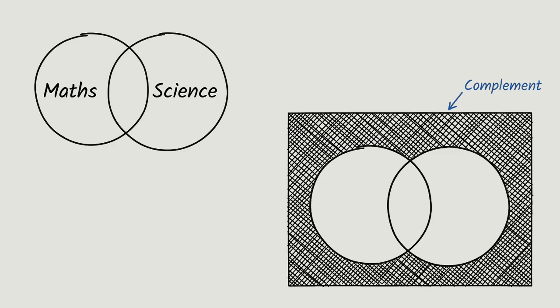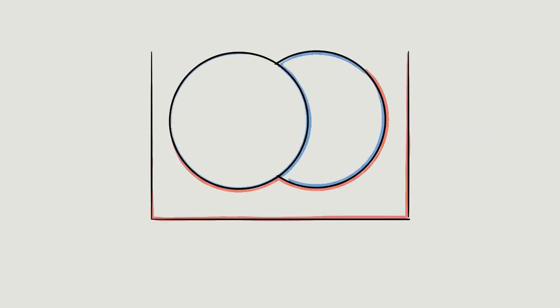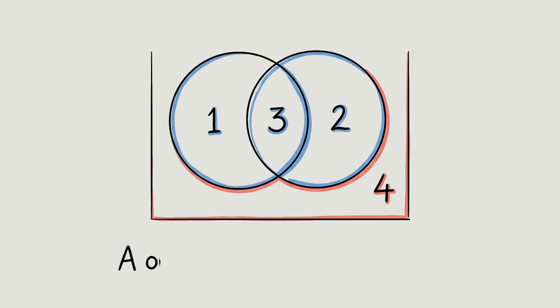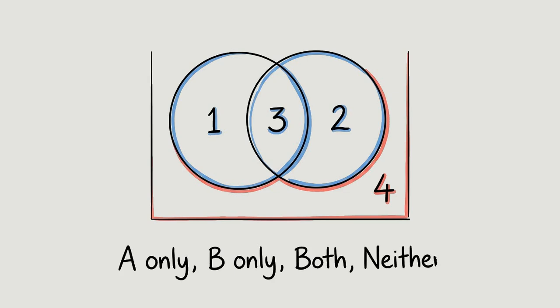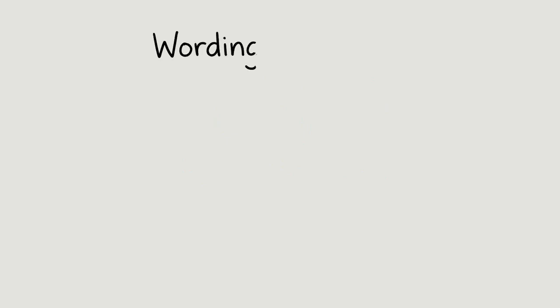event does not happen. With 2 events, the diagram automatically splits the situation into 4 disjoint regions. In both events, in A only, in B only, and in neither. These 4 regions do not overlap and they cover everything. That's the key. Any probability question is really asking which of those regions to add together.